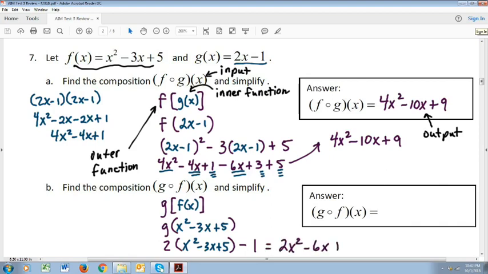We're going to distribute. 2 times x squared is 2x squared. 2 times the minus 3x gives you the minus 6x. And 2 times 5 gives you the 10. Don't forget you still have to subtract that 1. And so you're going to end up with 2x squared minus 6x plus 9. 10 minus 1 gives you the 9.